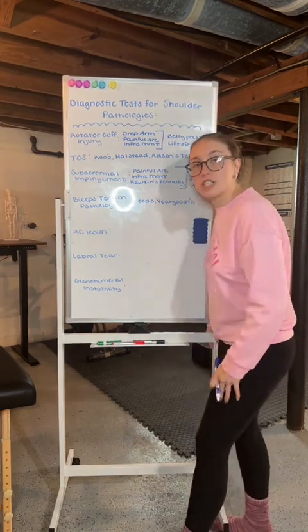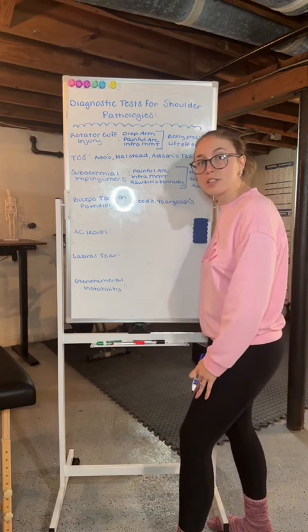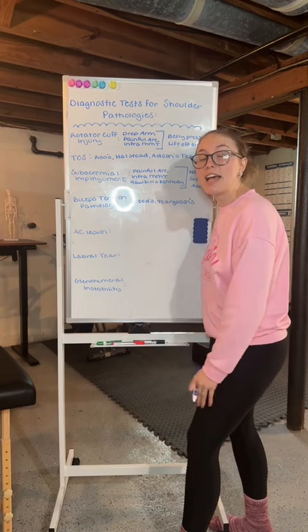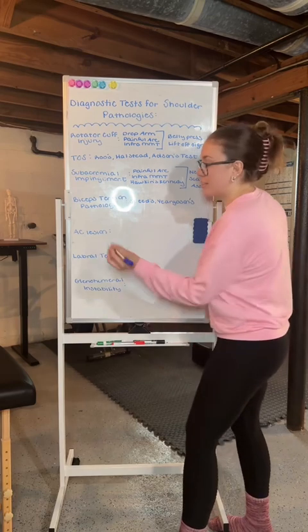Our next pathology is for the AC joint. There are 2 tests to confirm or deny this hypothesis, and they are the O'Brien's test and the crossbody adduction test.